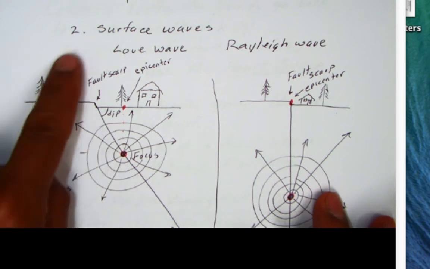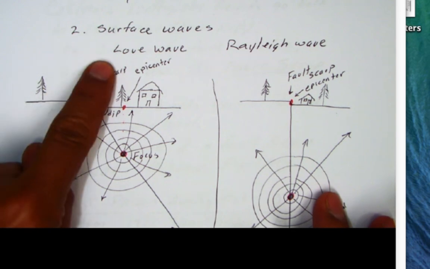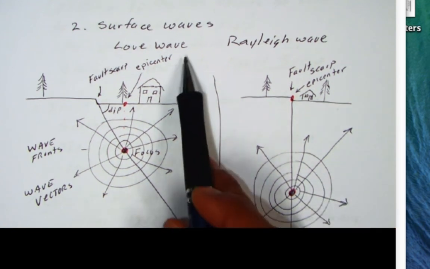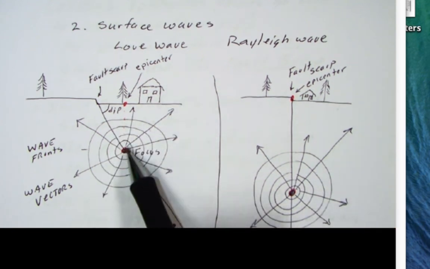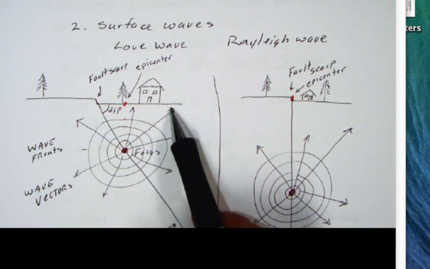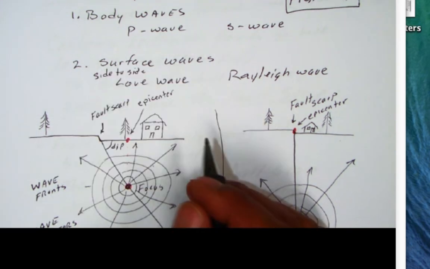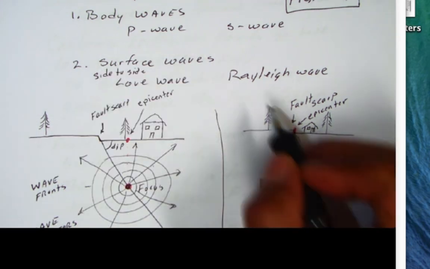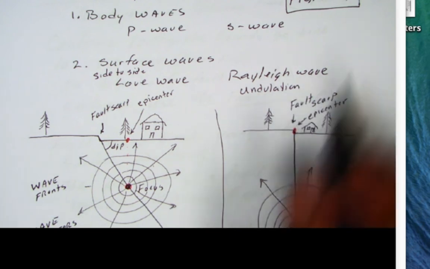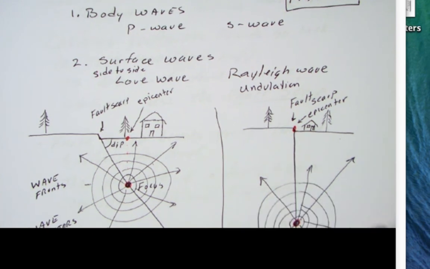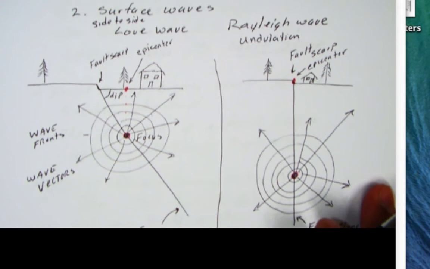Now, the other group of waves are called surface waves. And those two, one is called the Love wave, the other one's the Rayleigh wave. And I'll show you how those move in a moment. But those will not form until the body waves that form down here, the P and S waves, reach the surface. And so, in fact, the Love wave is more of a side-to-side shaking, whereas the Rayleigh wave is more the undulation, the waves you might feel. In fact, during an earthquake, the Rayleigh wave will make you feel like you're on a boat, kind of those undulations.